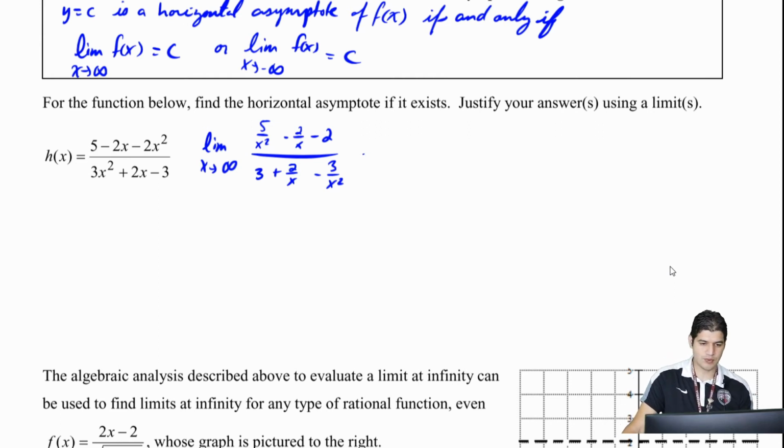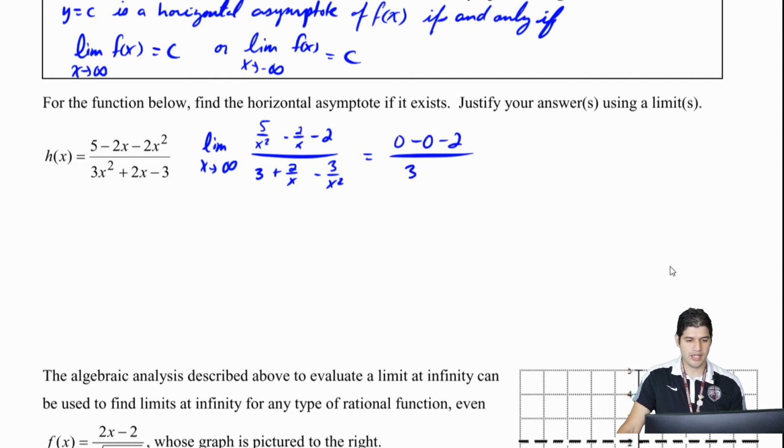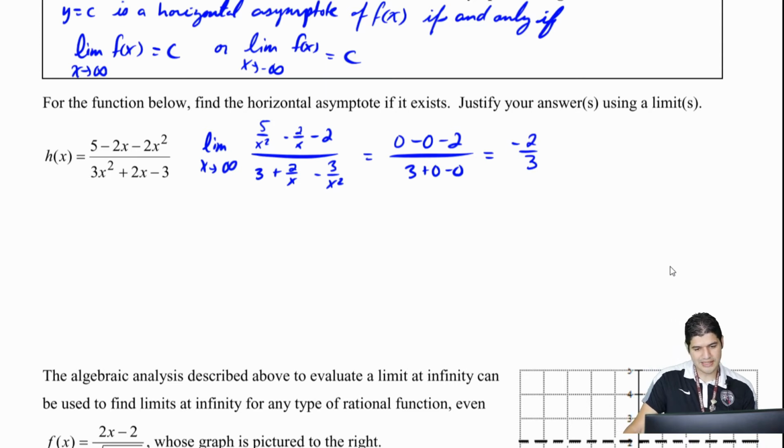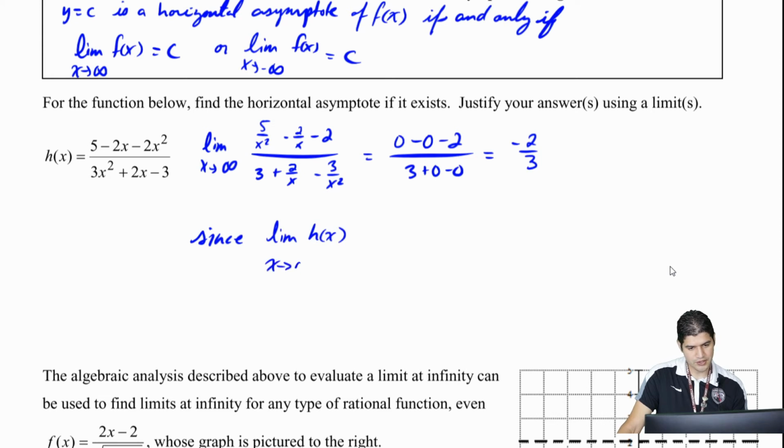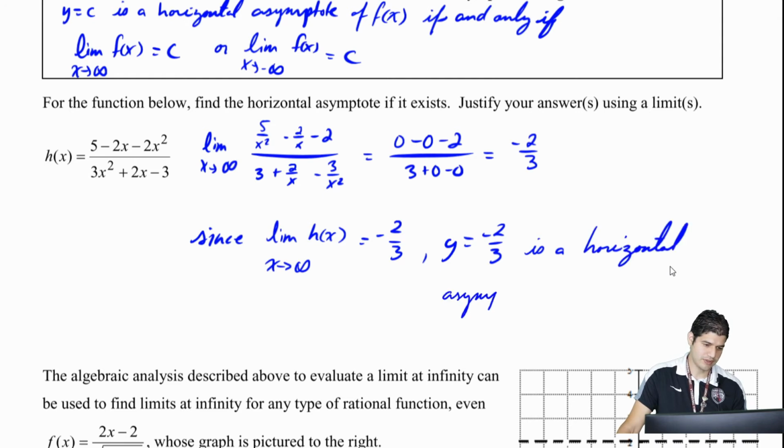And so let's see what happens here. So substitute infinity in, I get 0 minus 0 minus 2 all over 3 plus 0 minus 0. Let's simplify and I get negative 2/3. So since the limit of h of x as x approaches infinity equals negative 2/3, then y equals negative 2/3 is a horizontal asymptote of h of x.